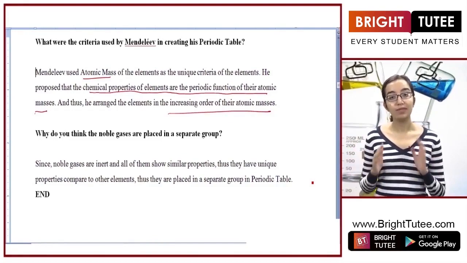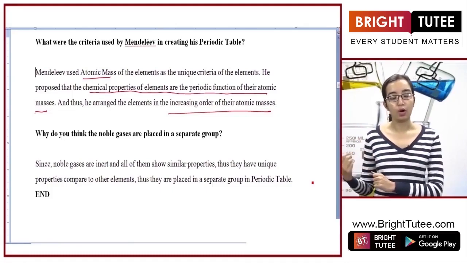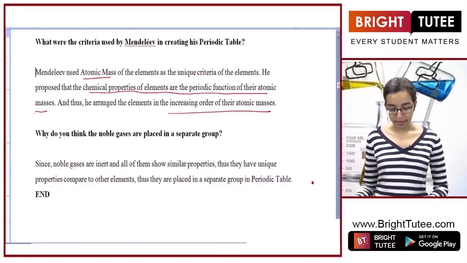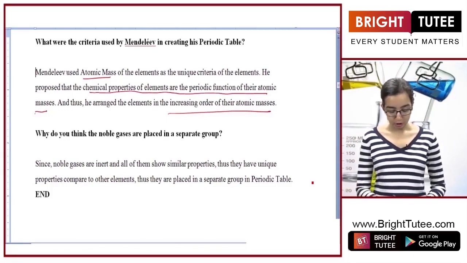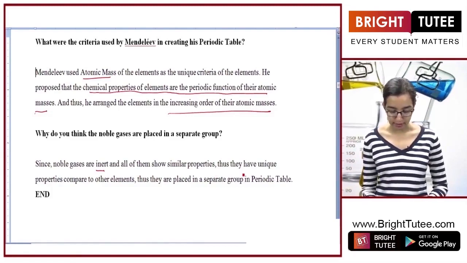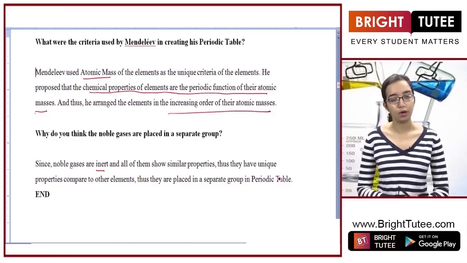And because they have this unique nature of not reacting with anything, they are placed in a separate group of fully filled outermost shells, and that group is called the group of noble gases. Noble gases are all inert, and all of them show similar properties of no reactivity or low reactivity sometimes. Thus, they have unique properties compared to other elements, and are placed in a separate group in the periodic table.